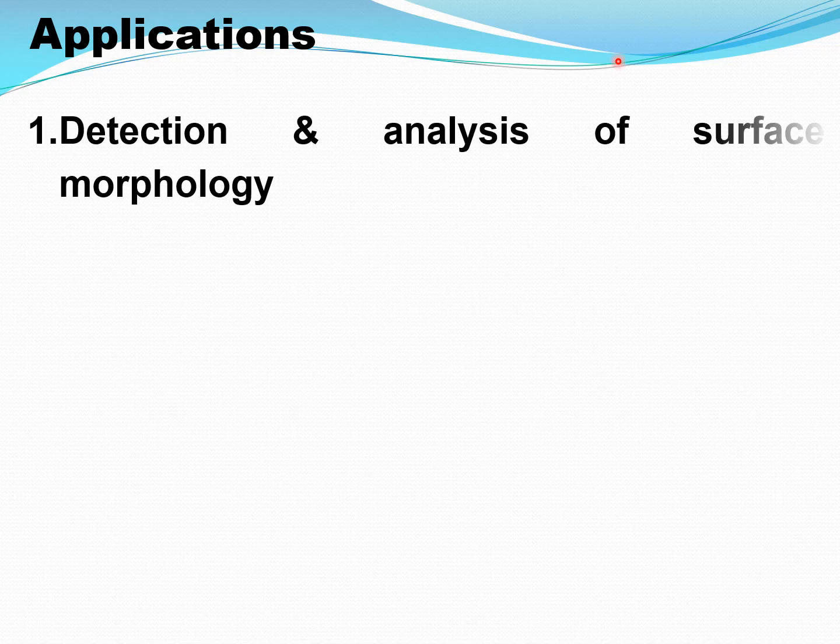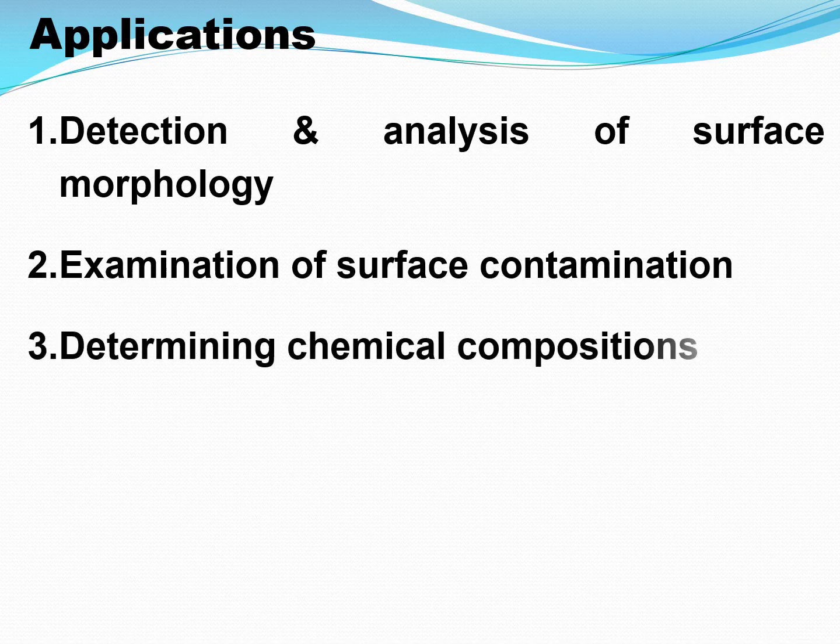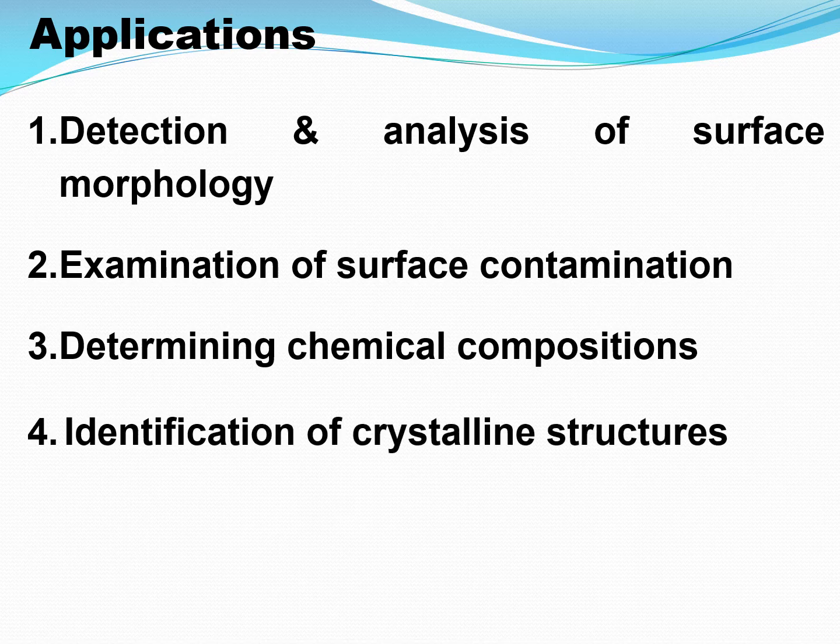Okay, applications. What are the applications of this technique? We can detect and analyze surface morphology of almost all compounds. Then we can examine surface contamination, whether a substance is contaminated. For example, when we are preparing semiconductors, if any contamination comes, then the working of that semiconductor will change. So we have to be very careful during the synthesis, and we can check whether a contamination has taken place. Determining chemical composition, we can determine the chemical composition of unknown substances.